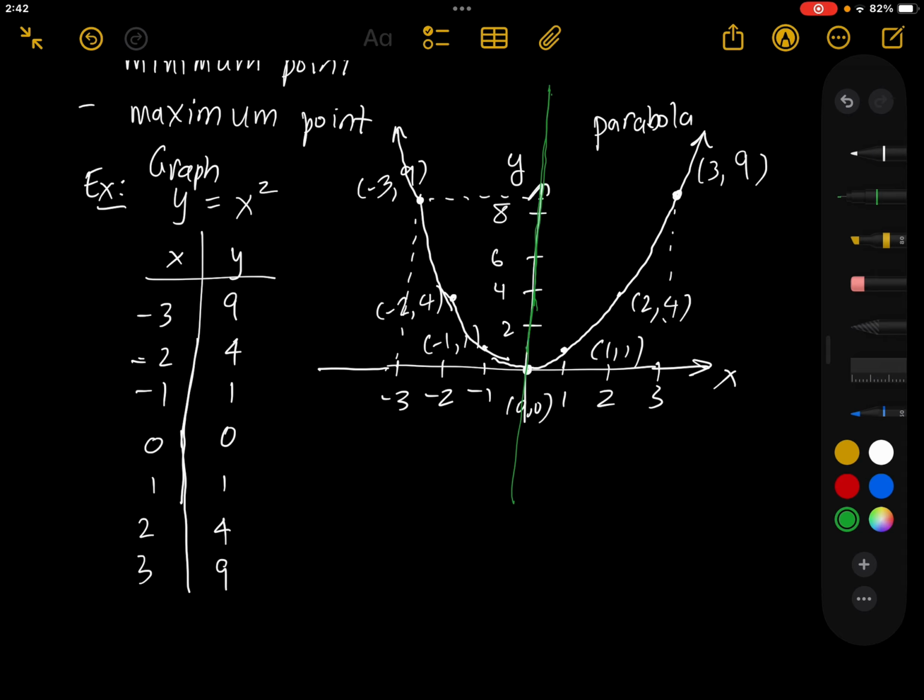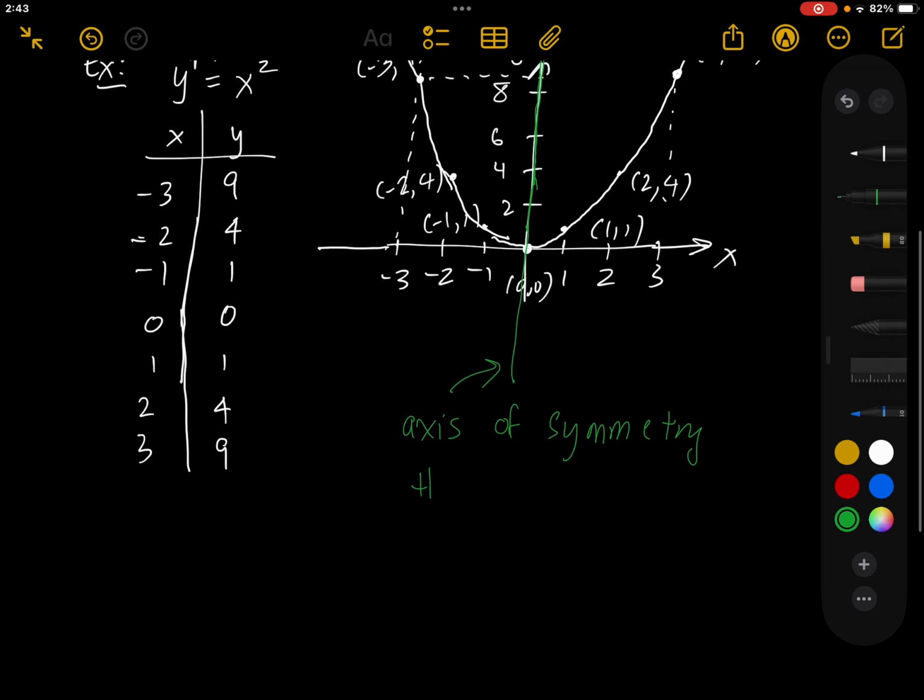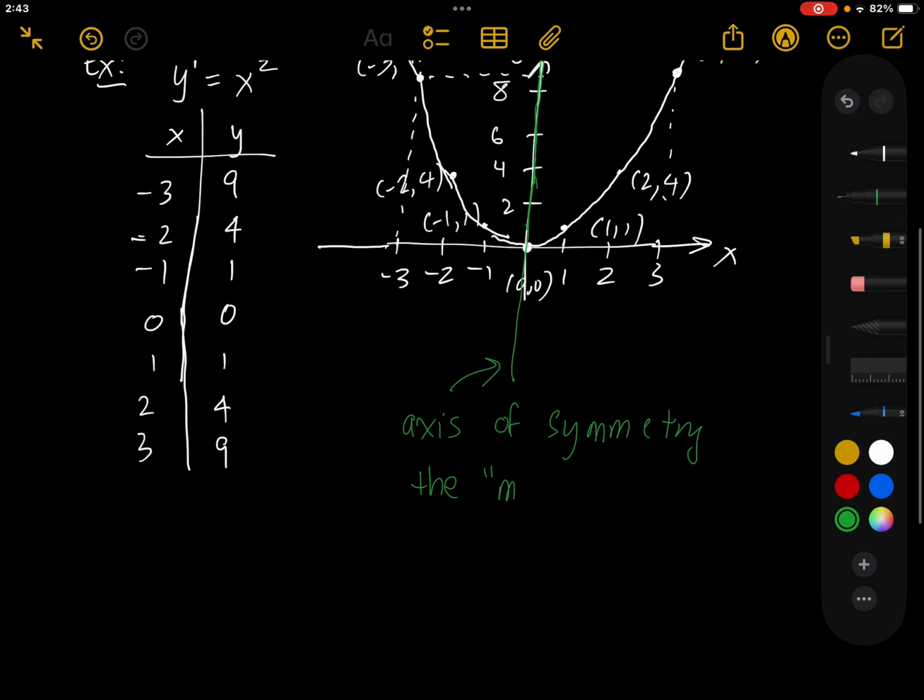If you flip -2, 4 across the line, you get 2, 4, which is also on the graph. So that line is called the axis of symmetry. The axis of symmetry is like the mirror line.